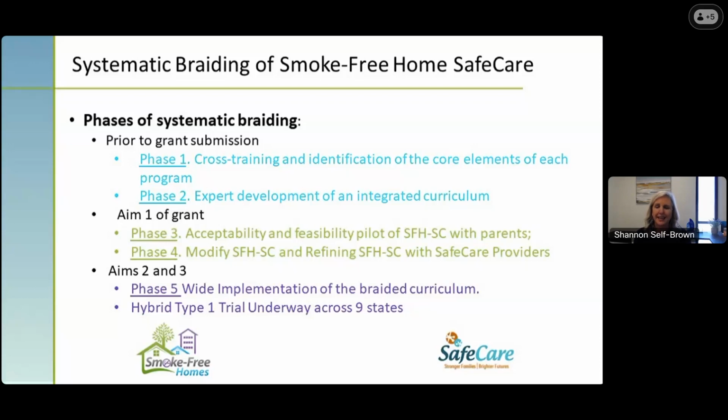In phase 3, we engaged in acceptability and feasibility pilot work with end users, which in this case was Safe Care parents. In phase 4, we worked to modify the smoke-free home Safe Care curriculum and refine it with our stakeholders who are Safe Care providers who are working in an ongoing Safe Care implementation. And phase 5, which we are in currently, is wide implementation of the braided curriculum, which we are currently testing across 9 states, and we'll hopefully be able to disseminate it more broadly if we find that it is effective in this trial. So let me take you through each of these steps in a little more detail.